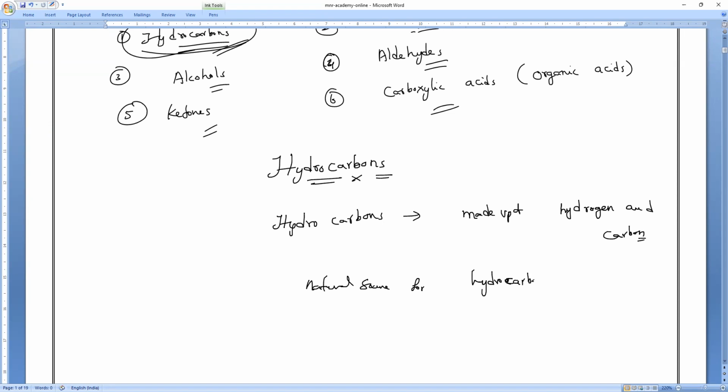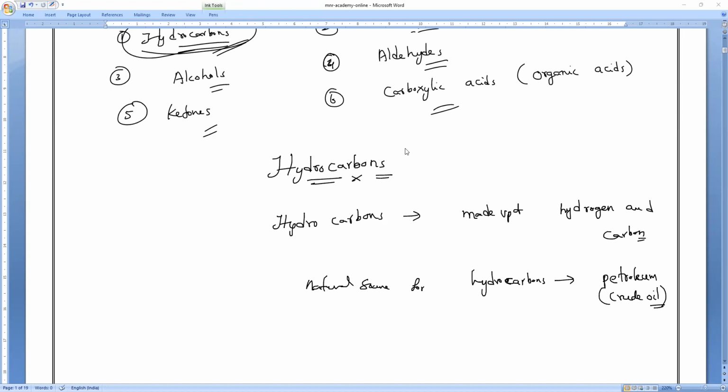The most important natural source for hydrocarbons is crude oil. That is petroleum. We can also call it crude oil. This is the most important source. Millions of hydrocarbons, we'll get from this only.